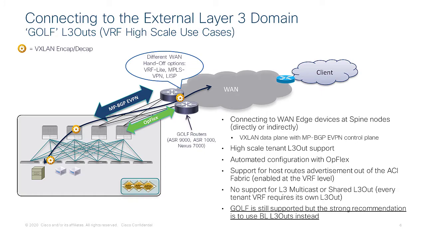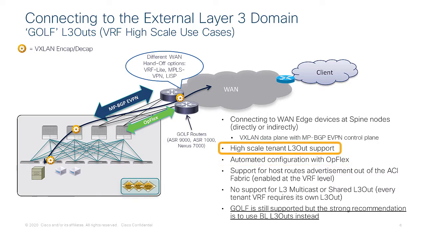So only specific external routers can be supported when deploying this type of L3 out, because from a functional perspective, an MP-BGP VPN control plane is established between the fabric spines and this external router. And from a data plane perspective, we use VXLAN to send traffic in and out of the data center toward the external WAN. There is also an additional control plane used here, which is OpFlex, that allows you to configure and automate the fabric-facing configuration of the external WAN edge routers, also called the Golf routers.